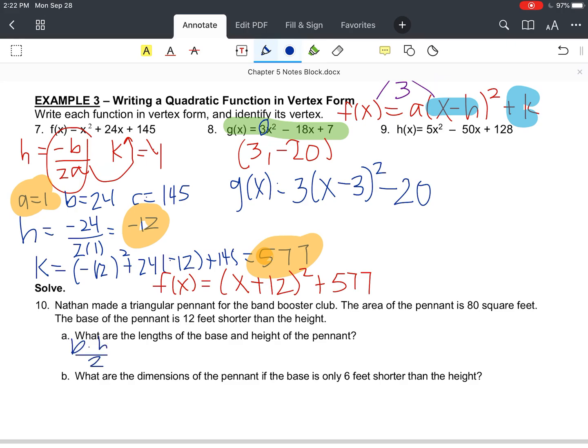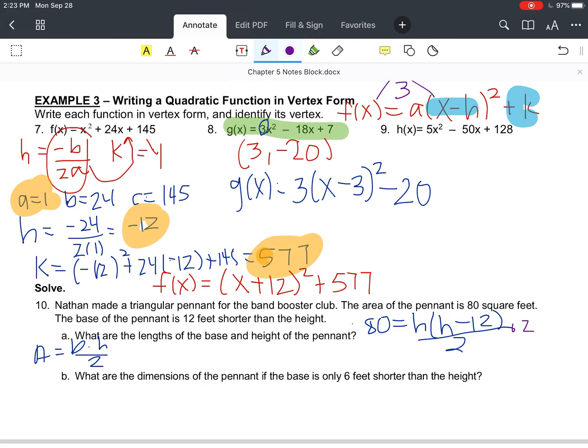Well, in geometry, you learned that base times height divided by 2 is the area formula for a triangle. We know that the area is 80 feet. So I could say 80 equals, the base of the pendant is 12 feet shorter than the height. So I don't know what the height is, I'll call it the height. The base is going to be the height minus 12 because it's 12 feet shorter, and I'm dividing by 2. Now I have this equation that I can solve.